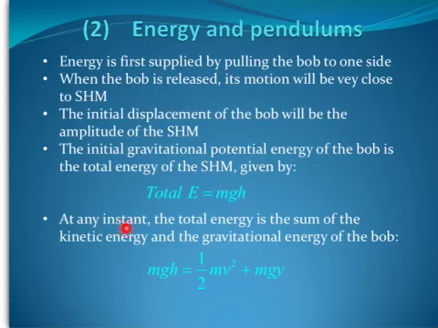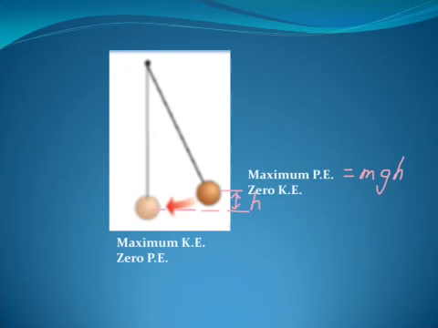At any instant, the total energy is the sum of the kinetic energy and the gravitational potential energy of the bulb. So kinetic plus potential will give you the total energy. Here is a simple pendulum. Initially, the bulb is pulled to one side and thereby gains this height here, h. And therefore the gain in potential energy is mgh. And there is no kinetic energy because it's not moving.